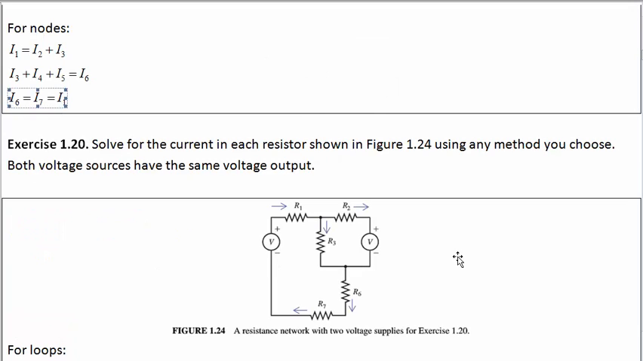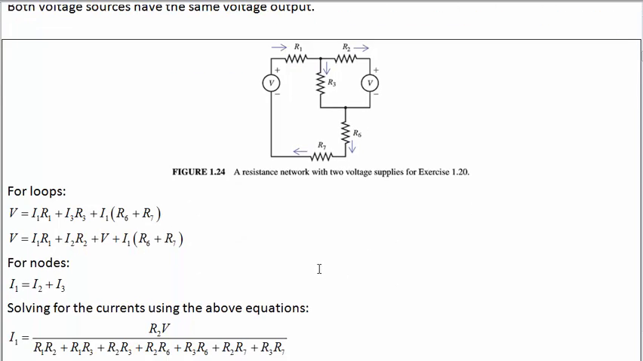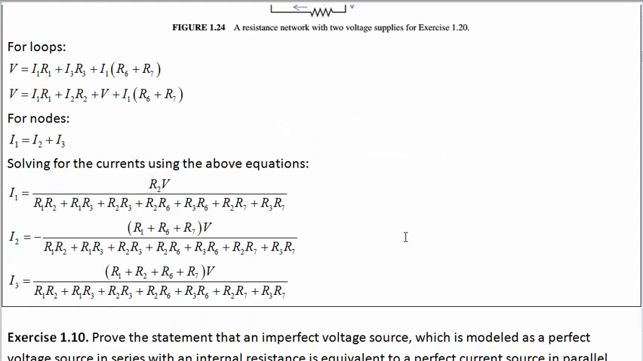Solve for the current in each resistor shown in figure 124 using any method you choose. Both voltage sources have the same voltage output. So this is one where you don't actually know the numbers. You've got to solve for the currents in terms of these voltages and resistances. Okay, solution. Imagining using Kirchhoff's laws, we can have 2 loops and then 1 node equation, write out the equations, and we're done. Solve away.